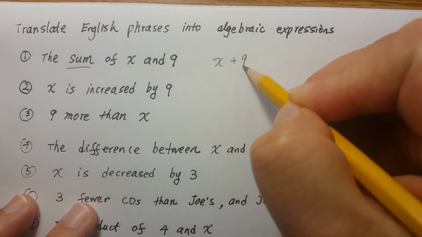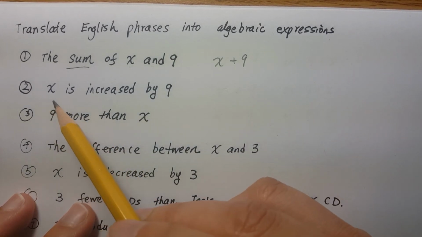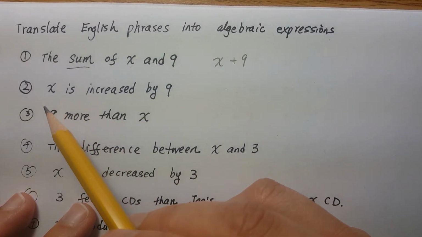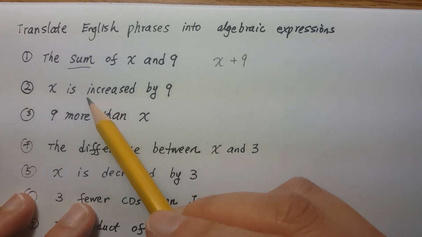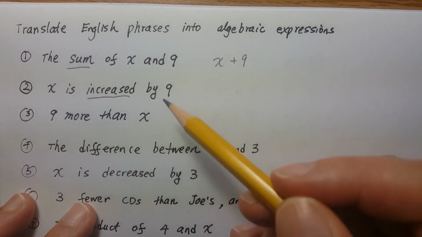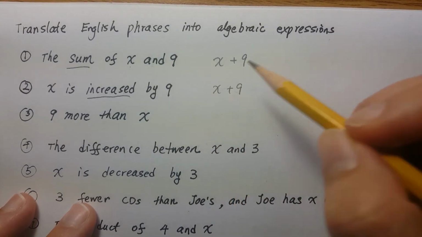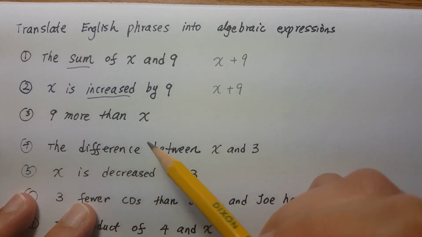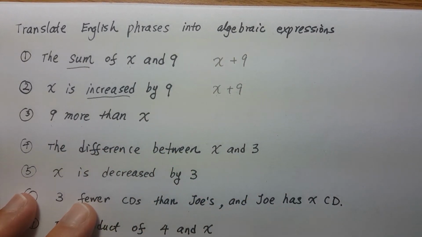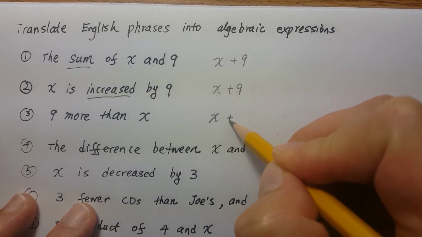So number 2, it also means addition. X is increased by 9. Increase means add. So that means x plus 9. From x, you increase 9. Number 3, 9 more than x. It also means addition. So you begin with x and you get 9 more.